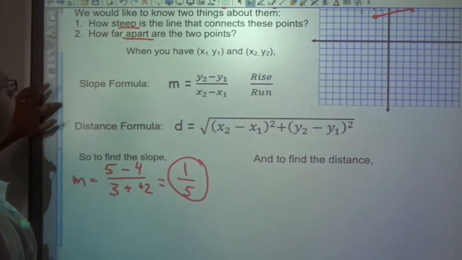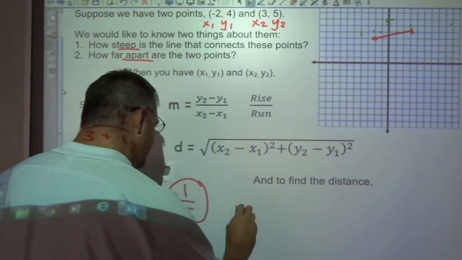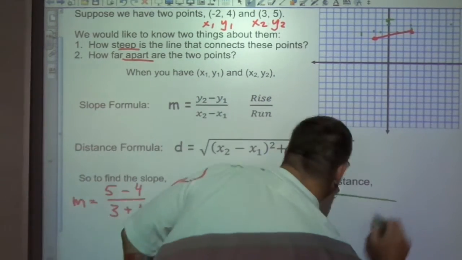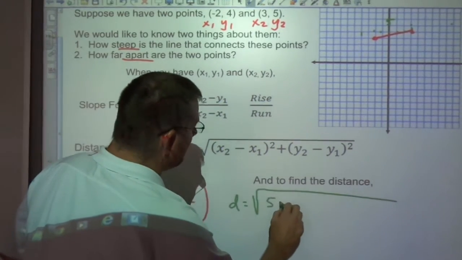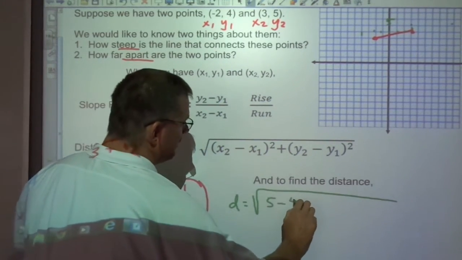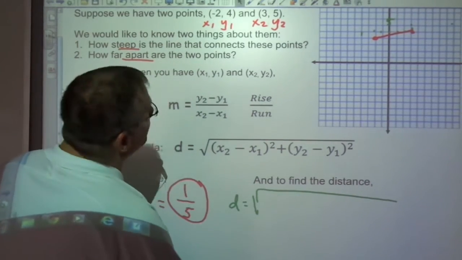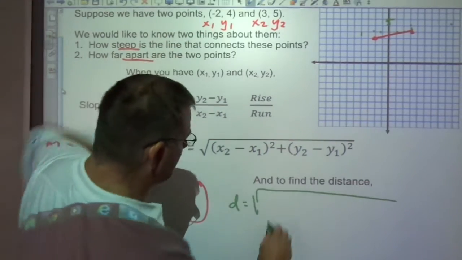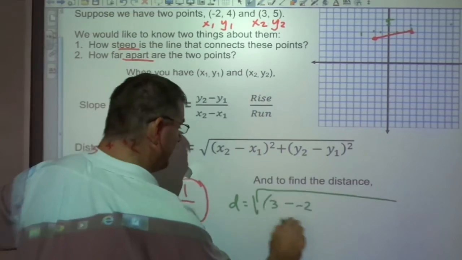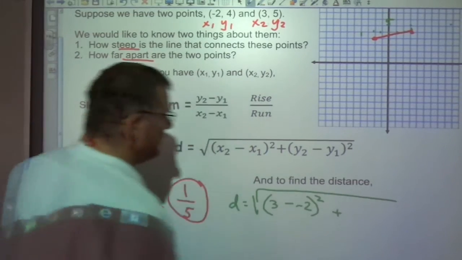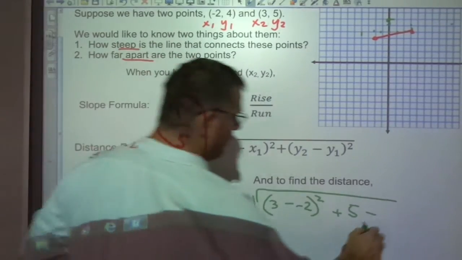Let's plug in things that we have here. I'll go a different color. Let's go green. Distance. And let's start by plugging in the numbers. Oh, wait, x2 minus x1. Sorry, I almost messed that up. x2 is right here, so that's 3 minus x1, which is negative 2. I got to be careful, there's a double negative. y2 minus y1.